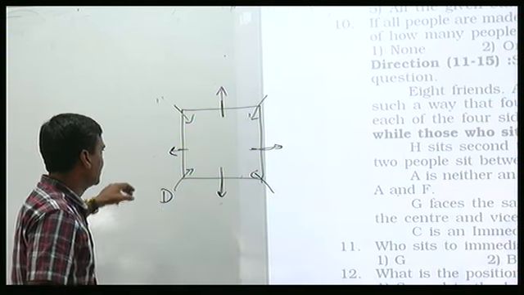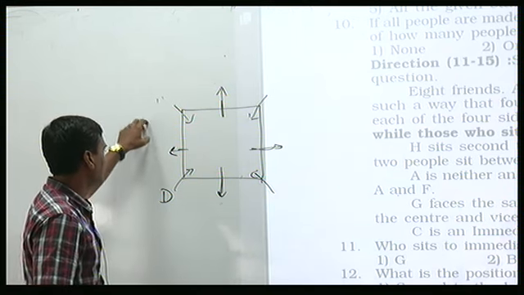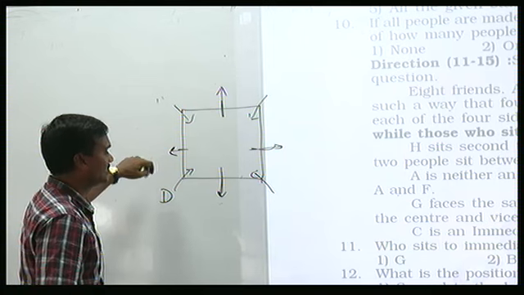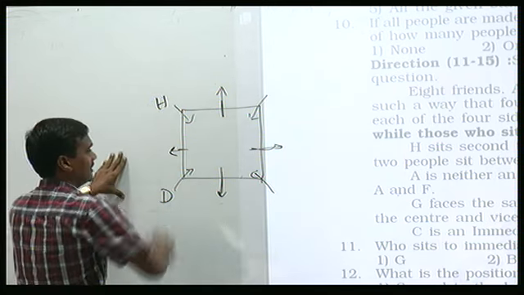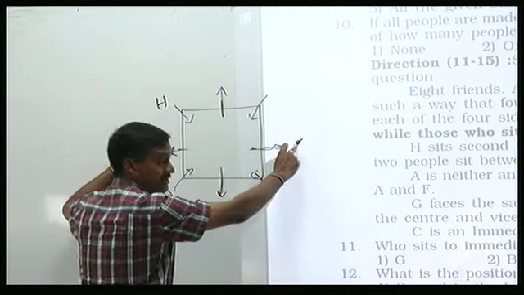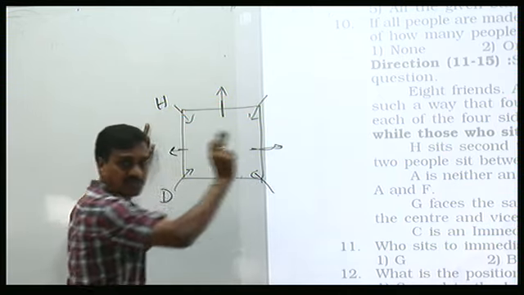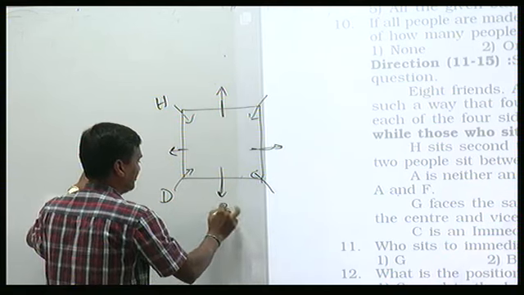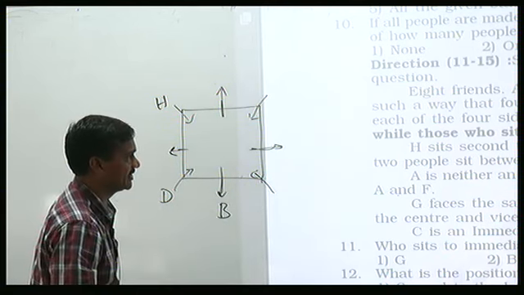Only two people between H and B. H sits second to the left of B, and two people in between H and B. Earlier we had taken B here, but as the condition is invalid, I am taking B at this place. Two people in between H and B.